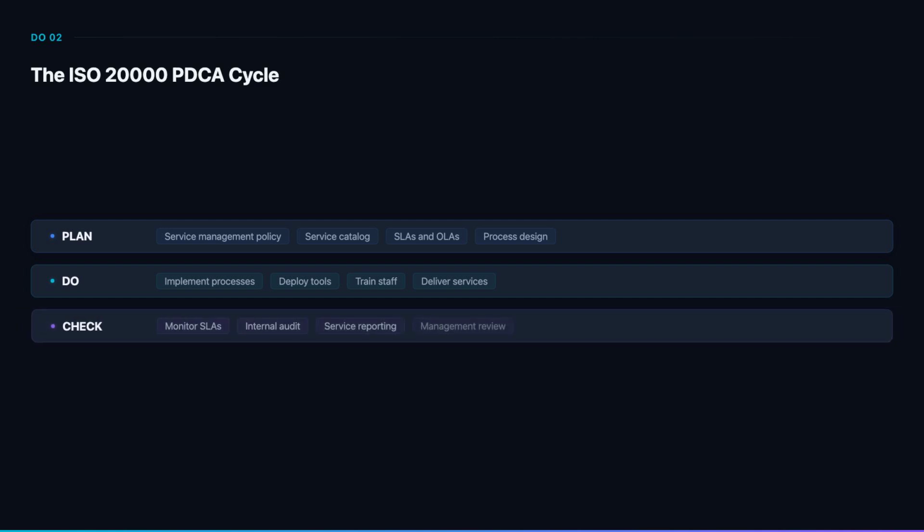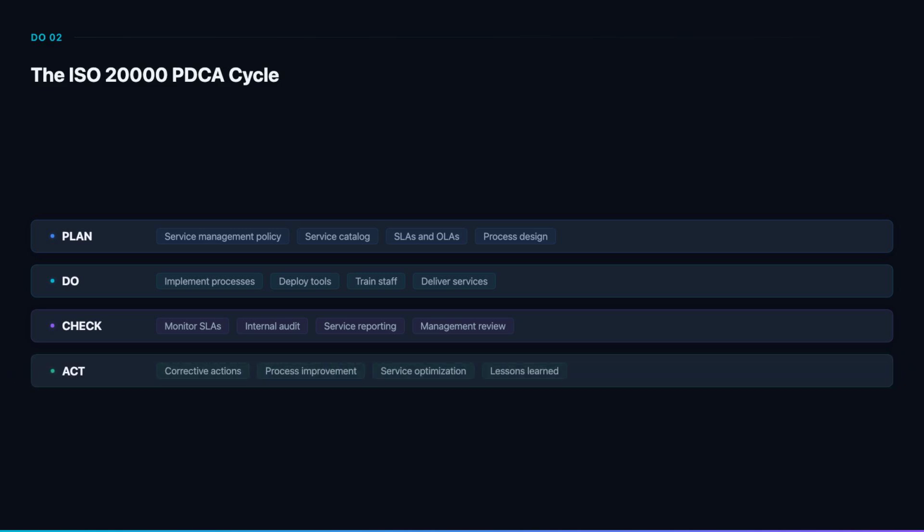In the Check phase, you continuously monitor SLA performance, conduct internal audits of the service management system, generate service reports for stakeholders, and present results to management for review. This phase identifies gaps between planned and actual performance.